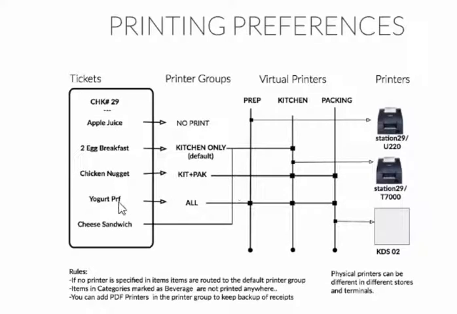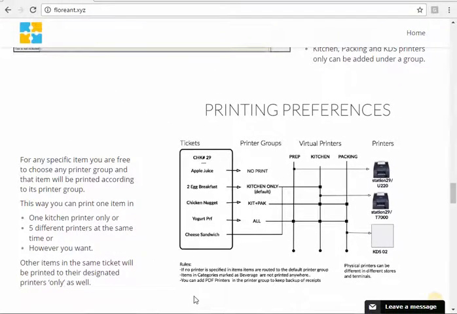Or we have down here at the bottom, a yogurt parfait, which can go to all three: the prep, the kitchen, and the packing. And the cheese sticks will be routed to the kitchen only. And these are our list of printers.